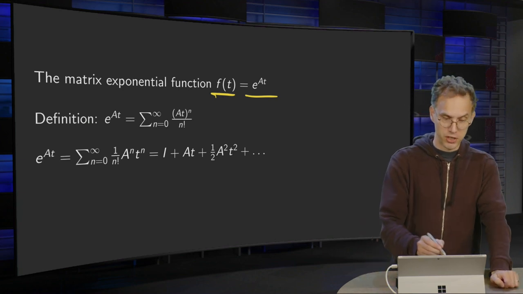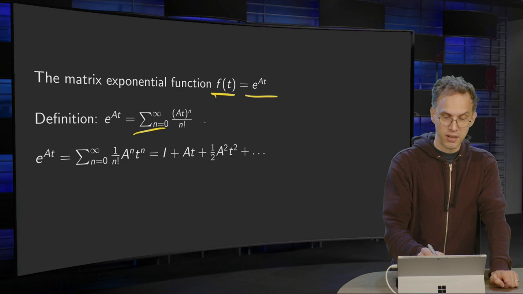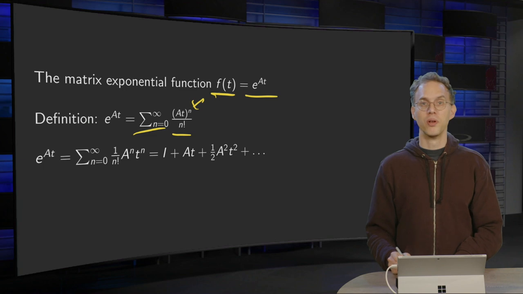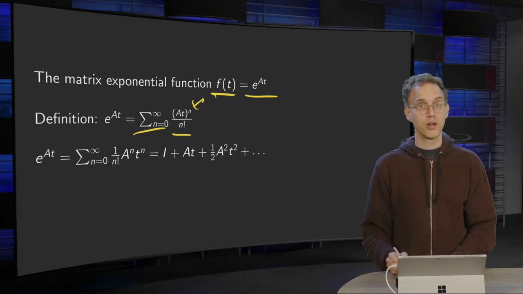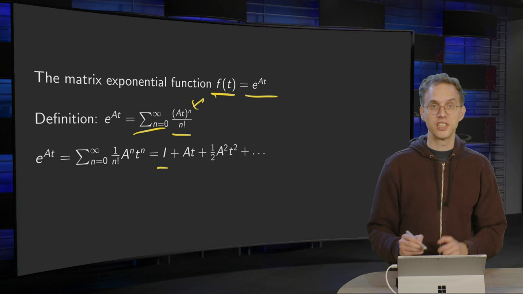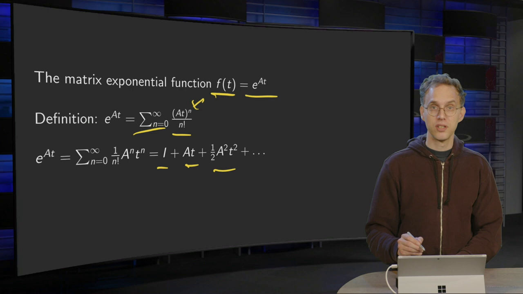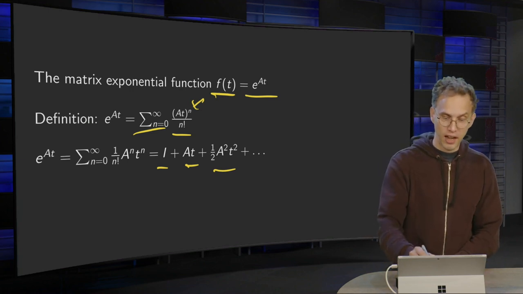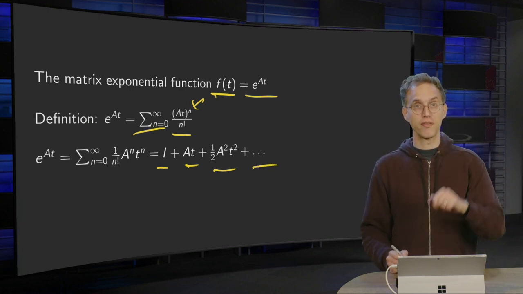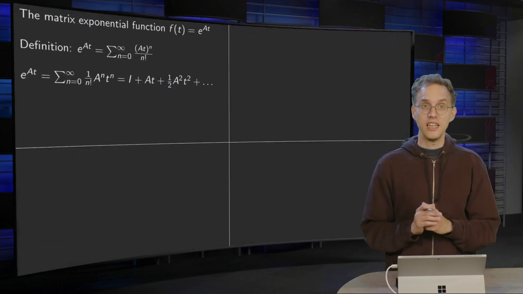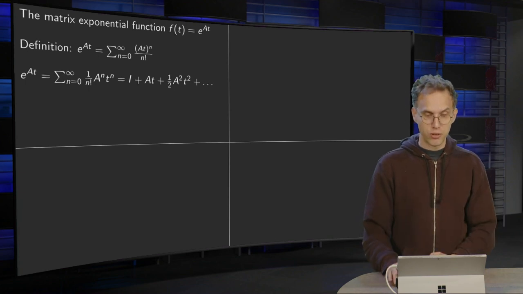We use the power series: n from 0 to infinity, take what is in the exponential to the power n and divide by n factorial. So what will we get for the first few terms? n equals 0 gives the identity matrix, n equals 1 gives at, n equals 2 gives 1 half a squared t squared, and n equals 3 gives 1 over 3 factorial, a cubed t cubed. And that is our matrix exponential function. Well, it's an infinite series. Let's take a look at an easy case to see how this is computed.